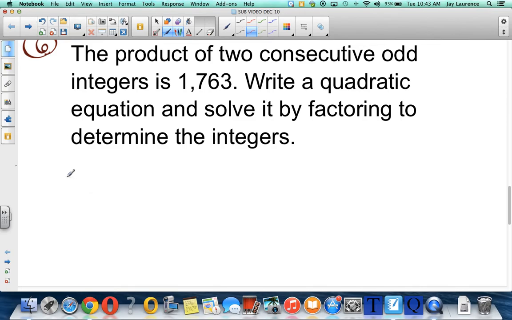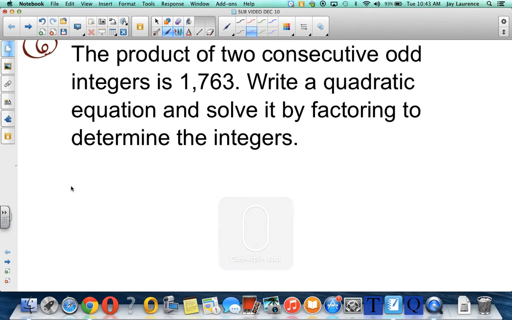Here comes my solution, and I'm going to try to shut off again. I think what's happening is my power is low.